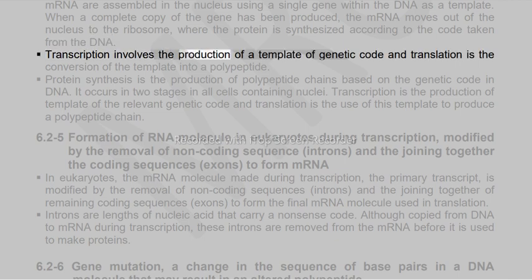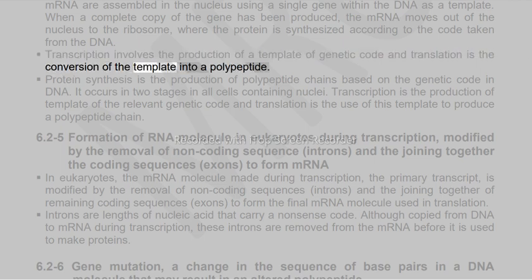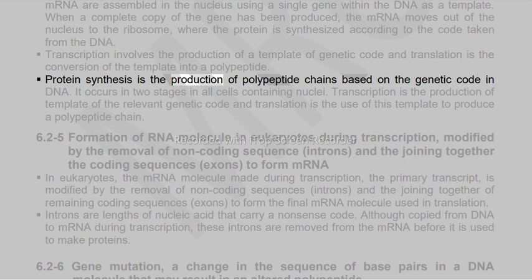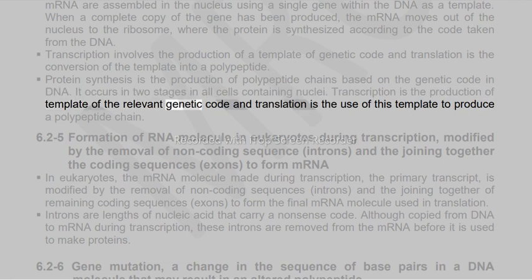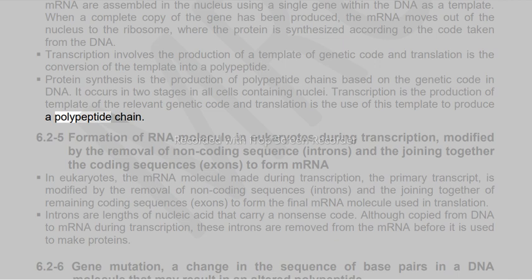Transcription involves the production of a template of genetic code, and translation is the conversion of the template into a polypeptide. Protein synthesis is the production of polypeptide chains based on the genetic code in DNA. It occurs in two stages in all cells containing nuclei. Transcription is the production of a template of the relevant genetic code, and translation is the use of this template to produce a polypeptide chain.